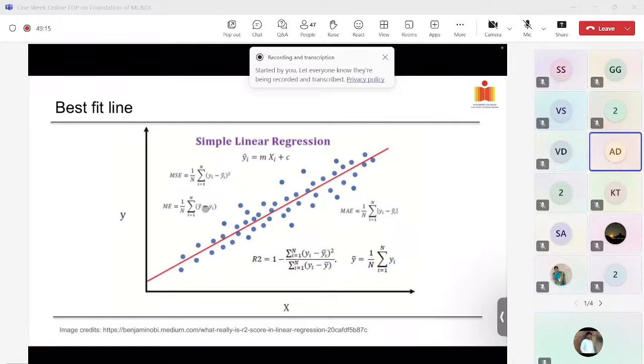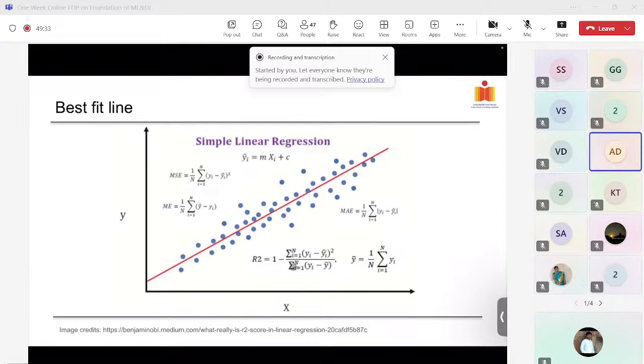Then you also have another variation on the right side called the mean absolute error, where instead of just calculating the difference, you take the absolute value of the difference. And then there is the most popular one called the R squared, or R2 as people also call it, or the other name is coefficient of determination.